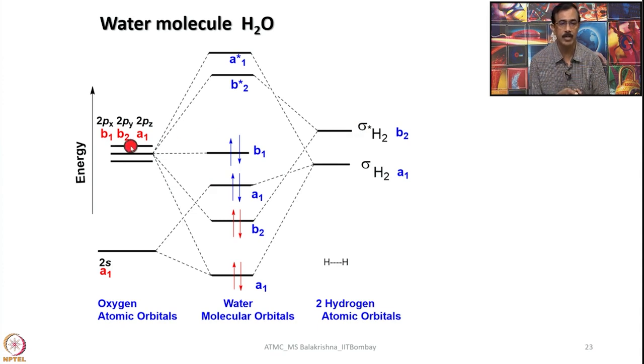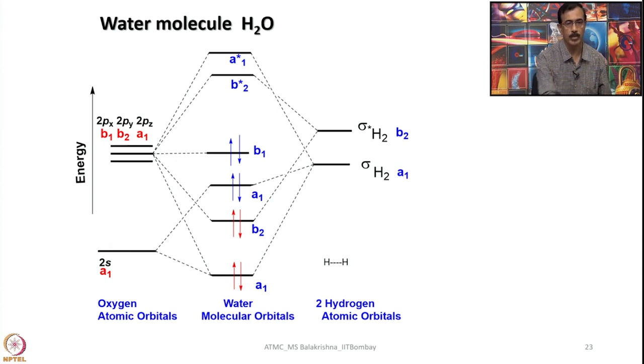If you place 8 electrons, we are placing them in this fashion: 2 electrons here, 2 electrons here, 2 electrons here and 2 electrons here. And these 2 pairs of electrons are responsible for making the 2 OH bonds, whereas the other 2 pairs of electrons are essentially the lone pairs on oxygen.